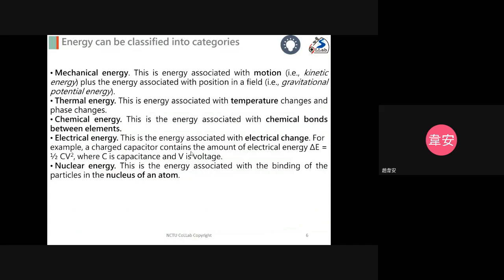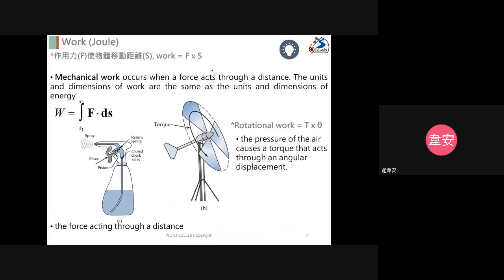The slide shows there are 5 important energies: the mechanical, thermal, chemical, electrical, and nuclear. Most of the problems we focus on are mechanical energy. The energy is directly associated with motion.